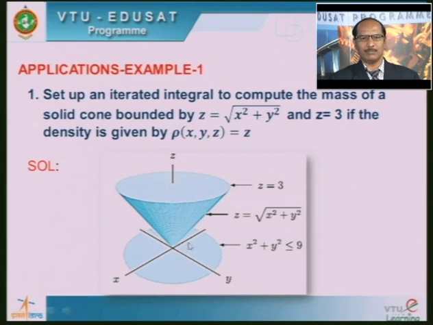So, it is starting from the origin along the z axis. When x and y vary, z becomes this circle. When x and y are 0, z equals 0, that is the origin. When x and y are increasing, it traces the cylinder.